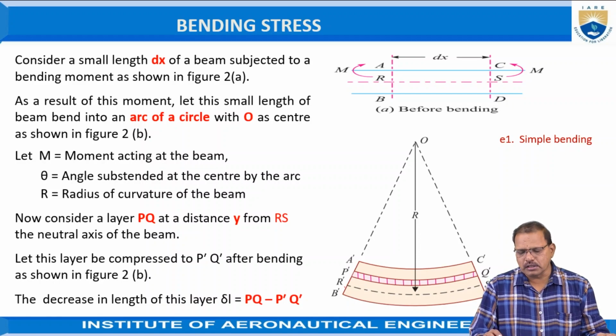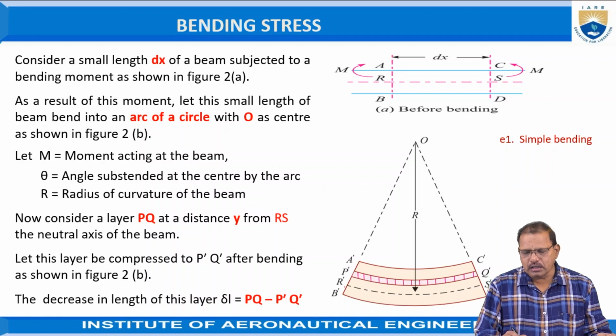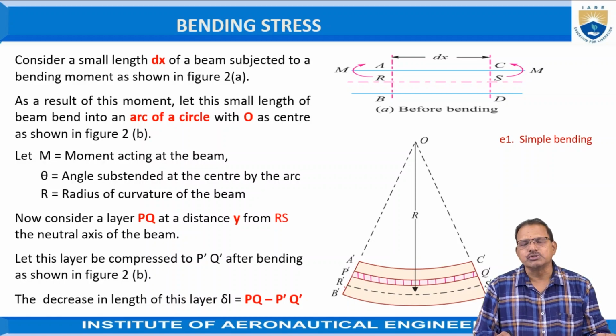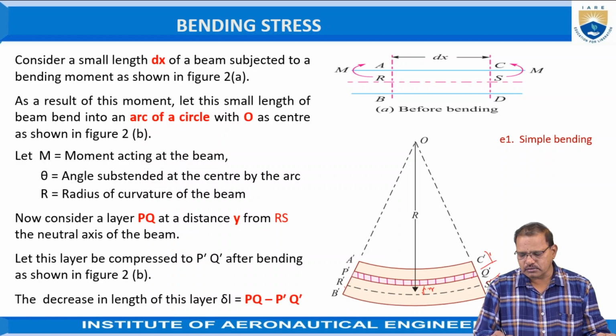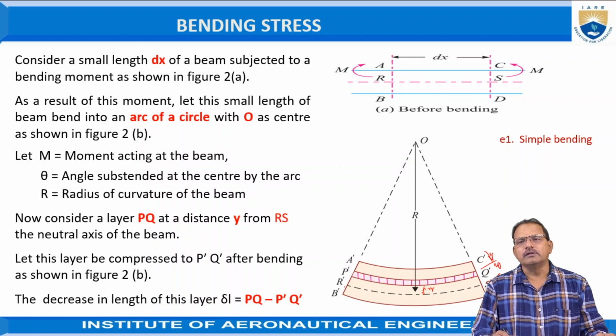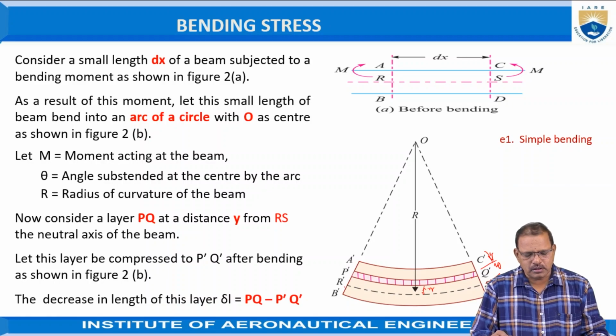Now we are considering a portion, P dash Q dash, at a distance of y from the neutral axis as shown in the figure. This distance is equal to y here. That is the neutral position. Now let this layer be compressed to P dash Q dash just after bending, as shown in the figure.